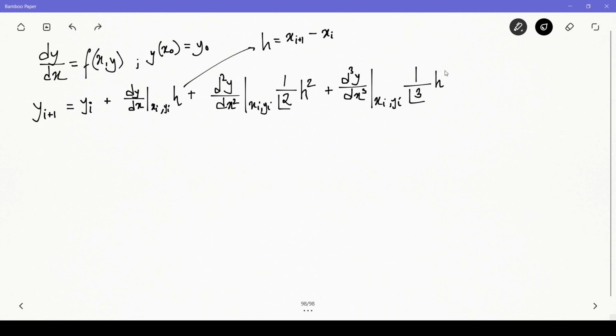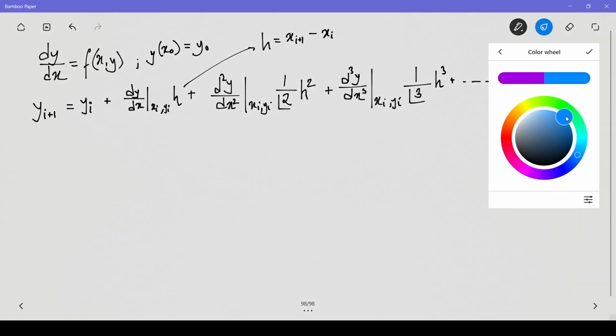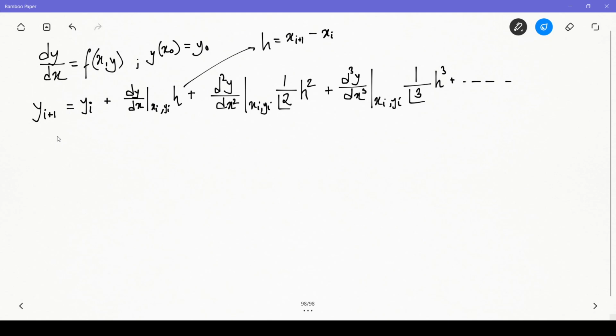And of course, I am not writing the rest of the terms. The same pattern will keep maintaining itself. Okay, fine. So if you look closely, we can see that if you take the first two terms of the Taylor series, which means by first two terms I mean these two terms, we end up with what? The formula for the Euler's method, right?